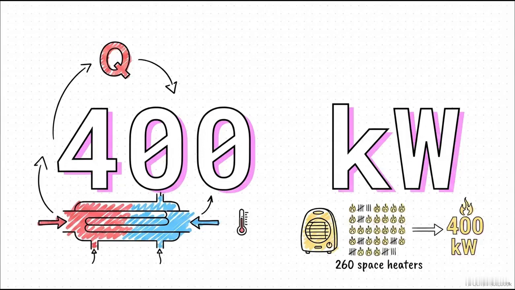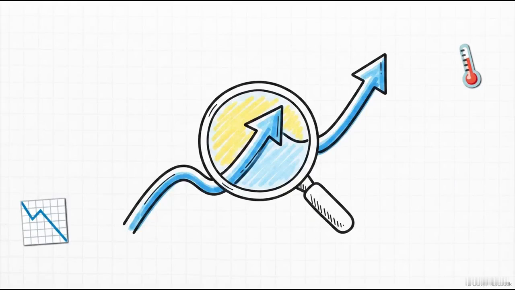We basically need to continuously remove the equivalent heat of over 260 of those space heaters running on full blast. Next up, using our inlet and outlet temperatures, we calculate our log mean temperature difference. If we just crunch the raw math, we get 21.73 degrees Celsius.